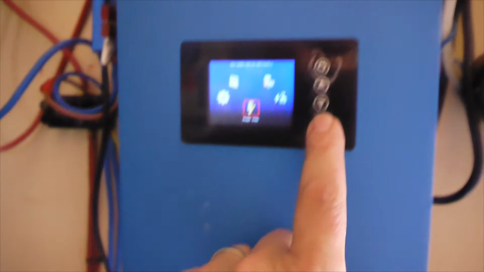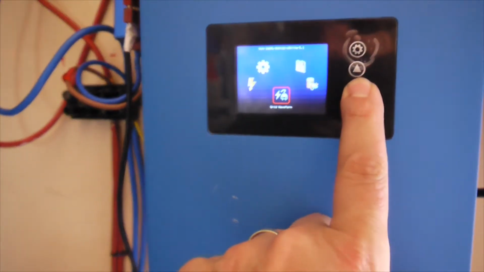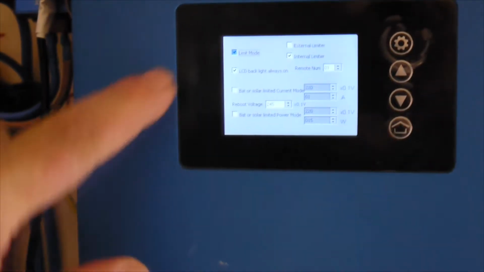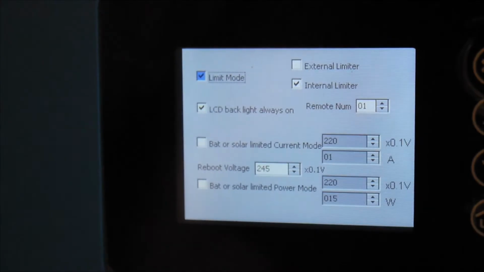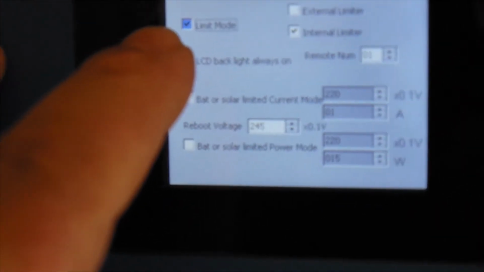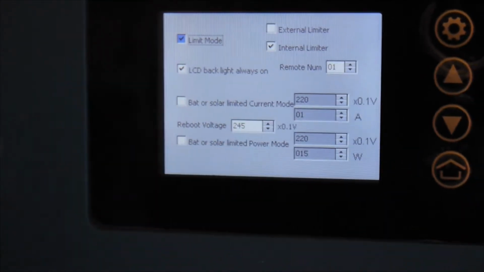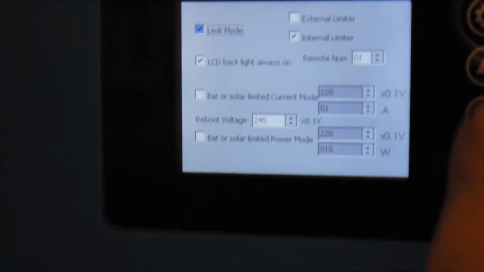The most important thing of all is to put it on the limiter, and this is very easy to do. So we have the limiter here connected already. Then we go to the gear sign. You see this one here? You push the gear sign here, and up there you see we have limit mode. This needs to be on.